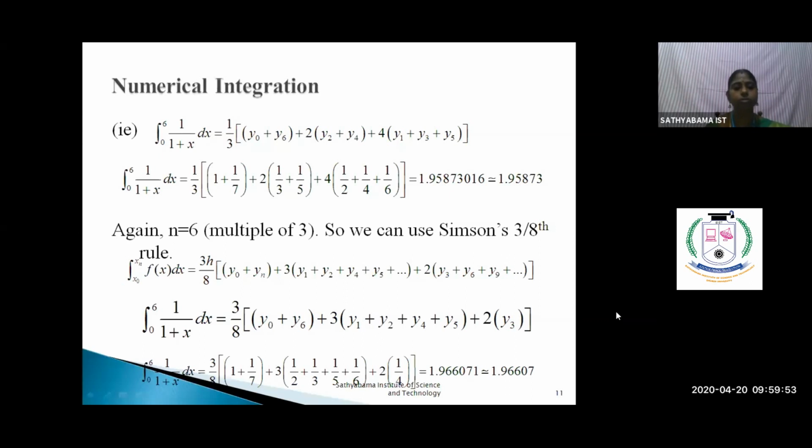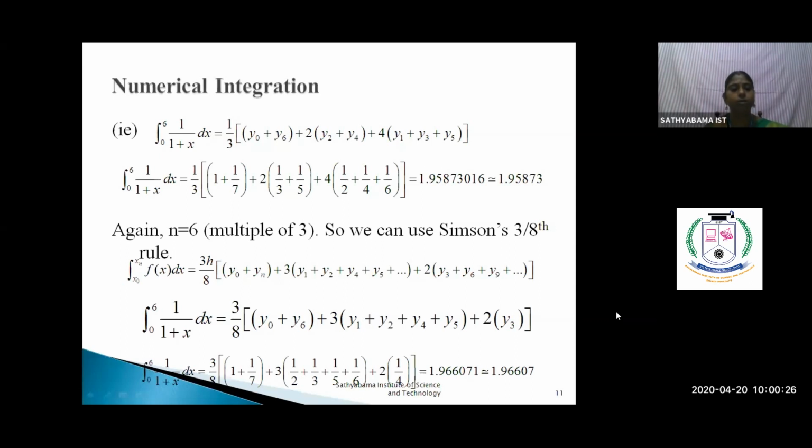So n equal to 6. Now integral x0 to xn f of x dx is equal to 3h/8 [y0 plus yn plus 3 times of y1 plus y2 plus y4 plus y5 etc. plus 2 times of y3 plus y6 plus y9 plus etc.] And why are we using Simpson's 3/8 rule? Because 6 is a multiple of 3. So that's why we are using Simpson's 3/8 rule here.